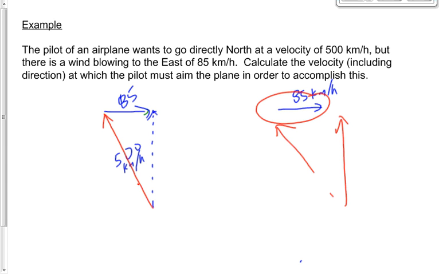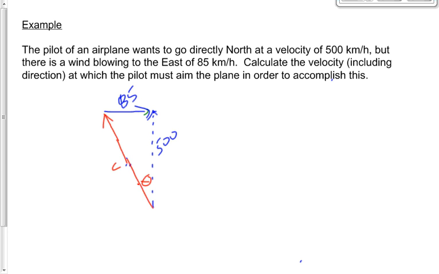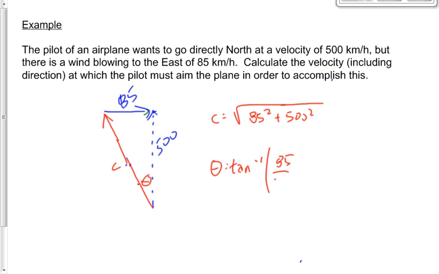All right. I'm just going to replace this over here because I don't want you to get mixed up with which one that means. That's 500. This is the hypotenuse again, right? This is the angle. Mathematically, this isn't any harder than anything else we've done. Just drawing the diagram was a little bit harder. So let's find the value of C. It's the square root of 85 squared plus 500 squared. Theta is the inverse tan function of opposite over adjacent, which is 85 over 500.